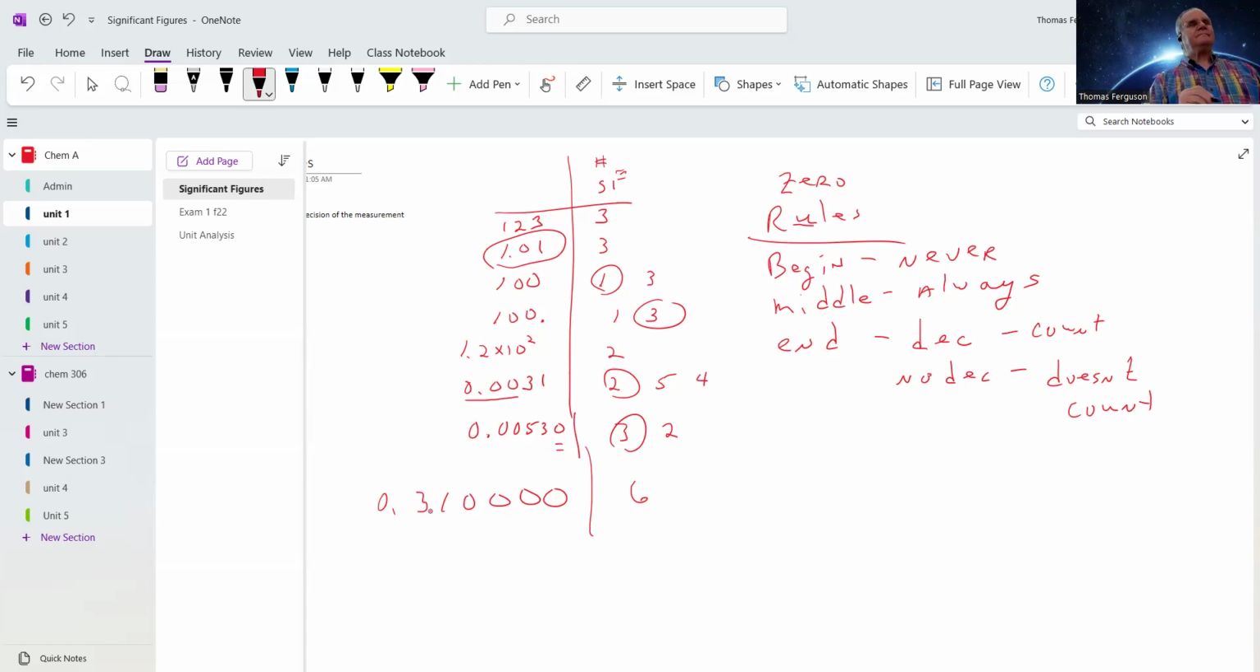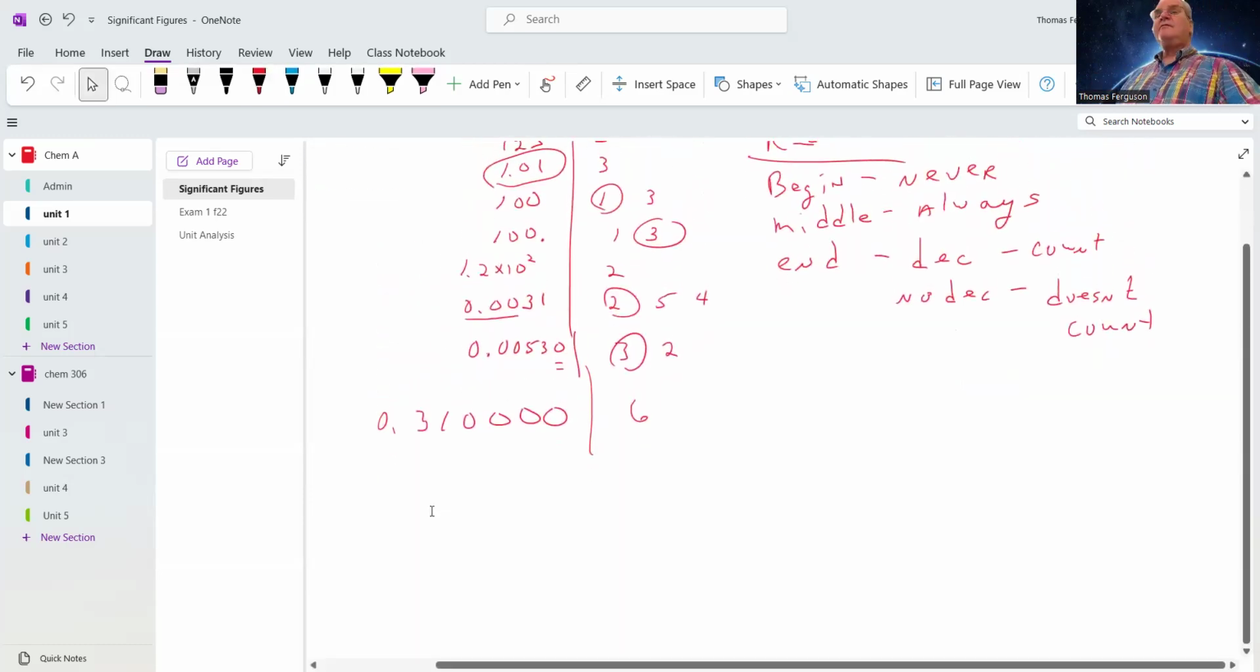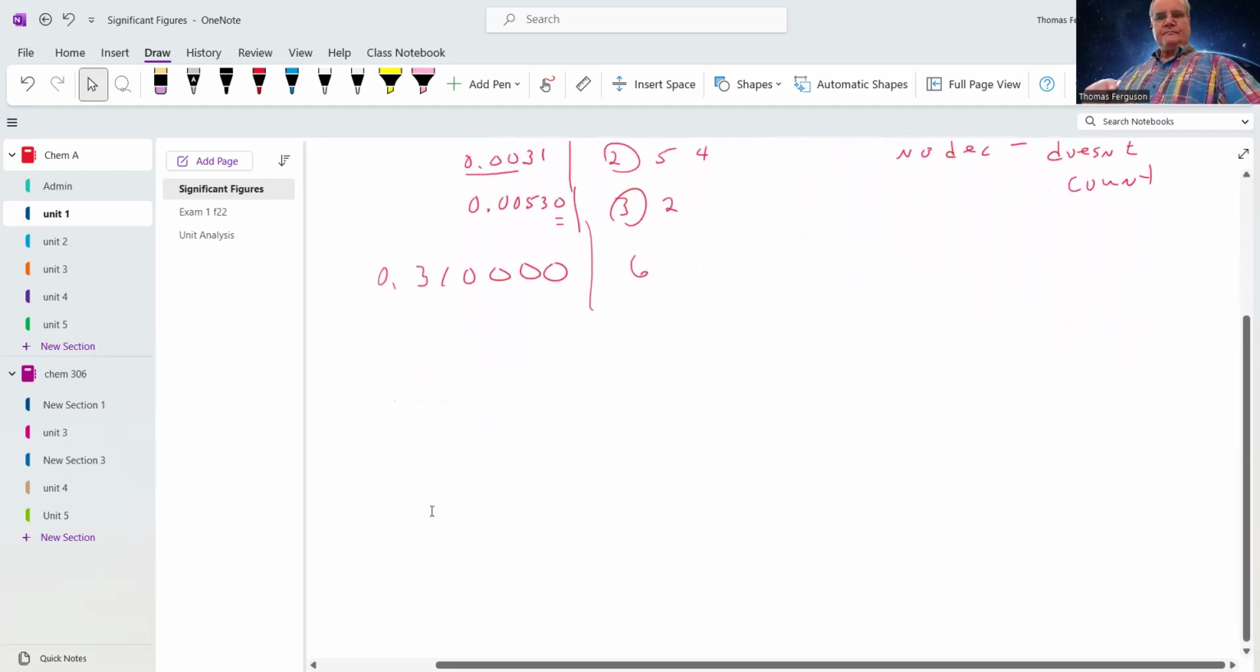Now you're going to practice this a lot today and tomorrow in lab. The whole focus of lab is significant figures. So you'll have lots of opportunity to practice this. Okay, so all right, any other questions about the rules? Remember, I'm recording this too, so.